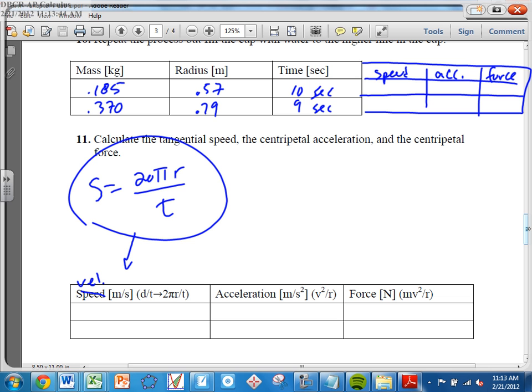So just to confirm, put that formula over radius. That formula squared over the radius. Okay. Because it's v squared, right? Yep. 20 pi r all over t. That whole thing squared over r.